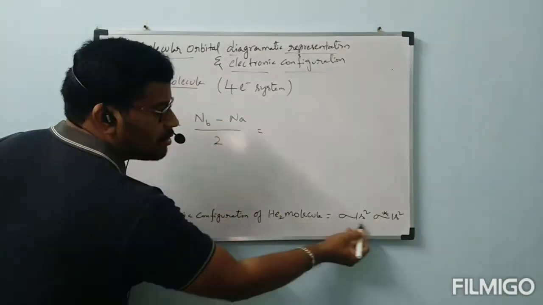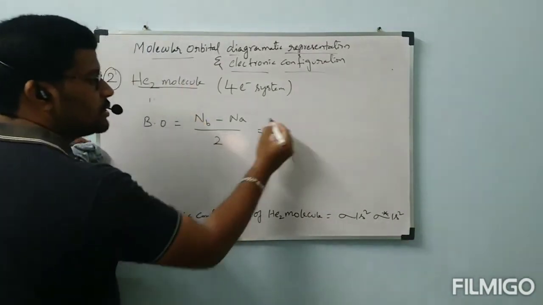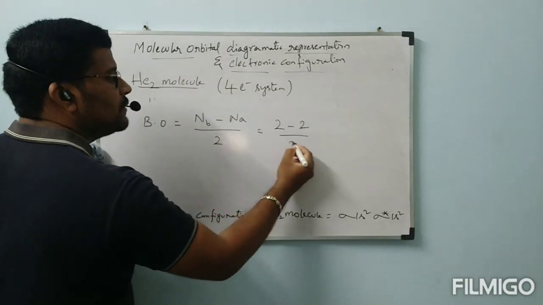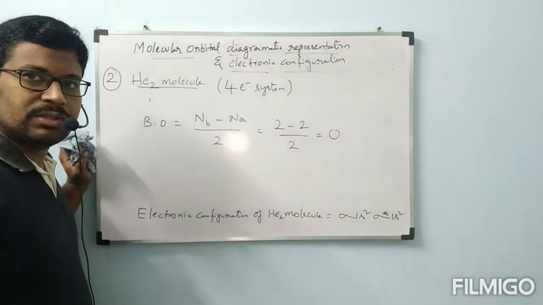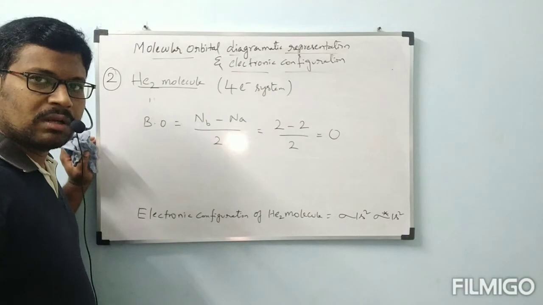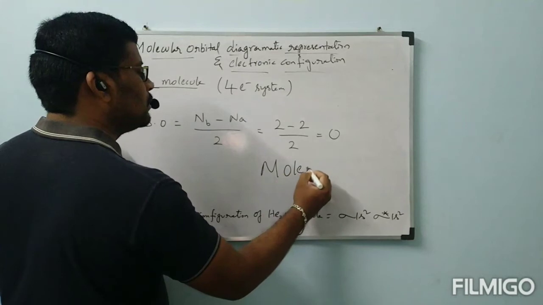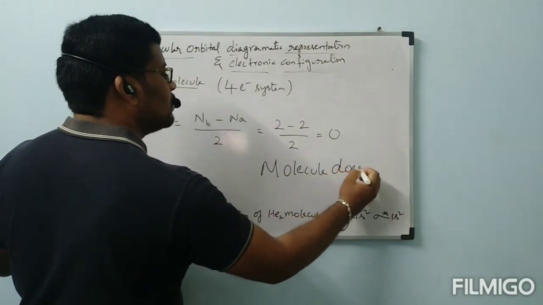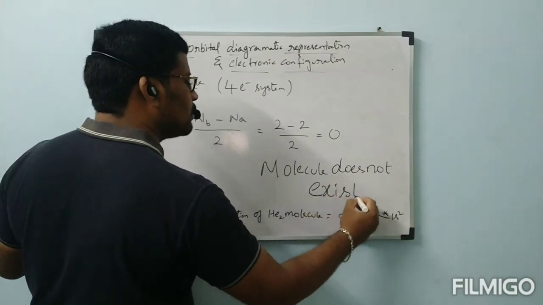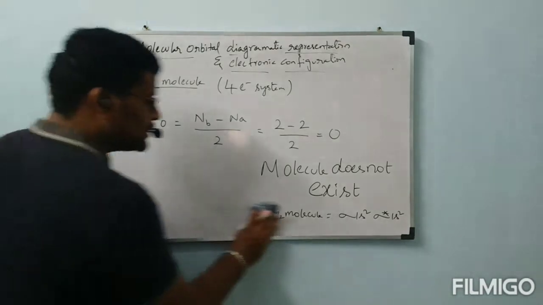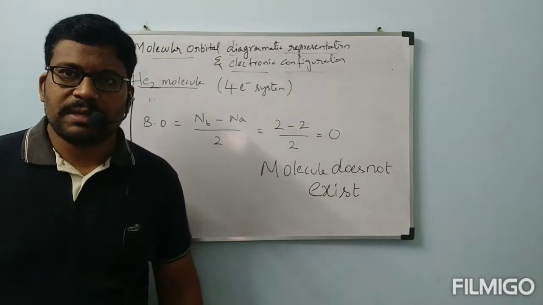In bonding molecular orbital, how many electrons are there? 2. In anti-bonding molecular orbital, how many electrons are there? 2. So 2 minus 2 divided by 2 is equal to 0. When bond order is equal to 0, the molecule is not stable, or the molecule does not exist. So for the He2 molecule, there is no chance of it existing.